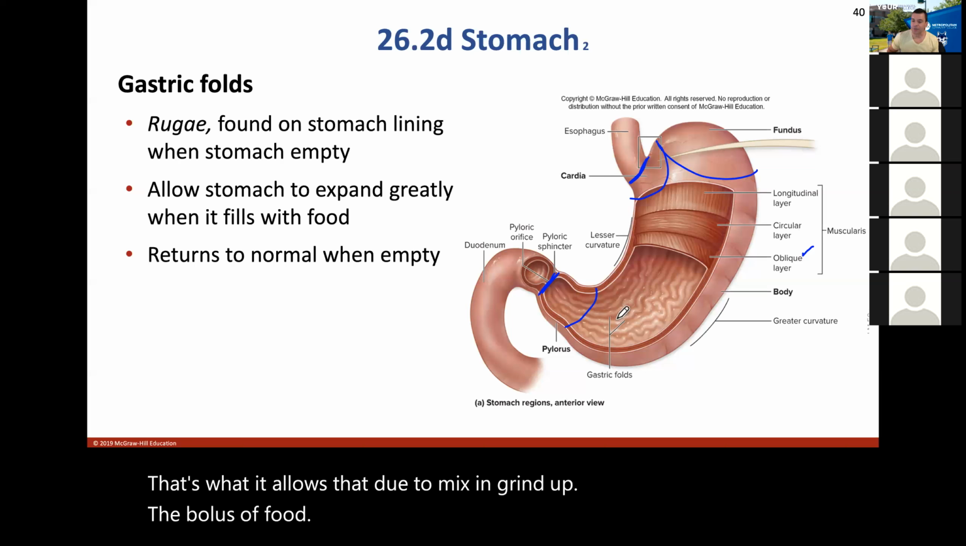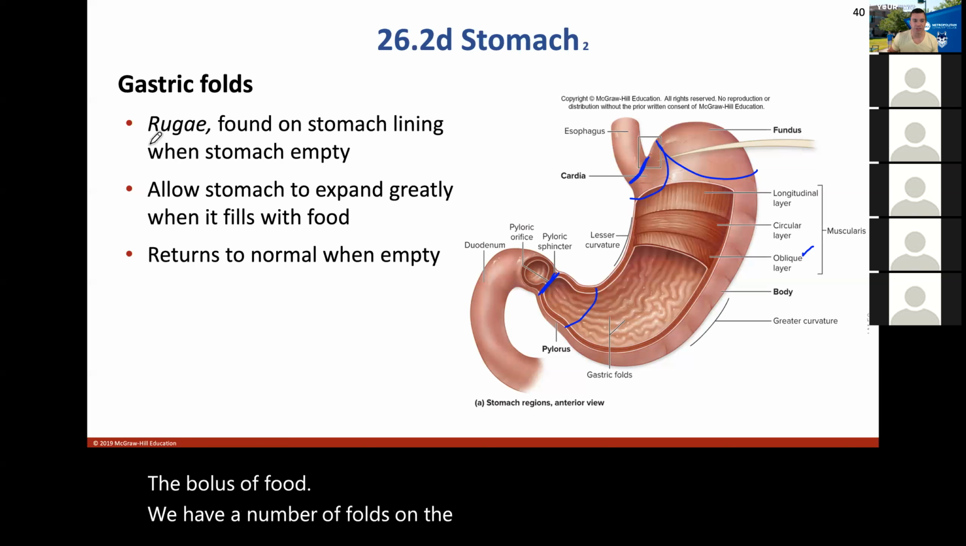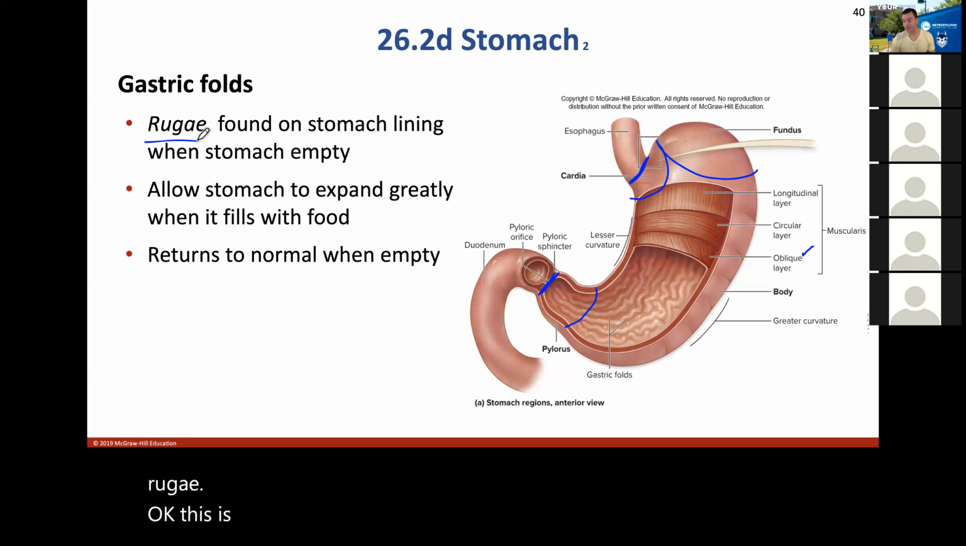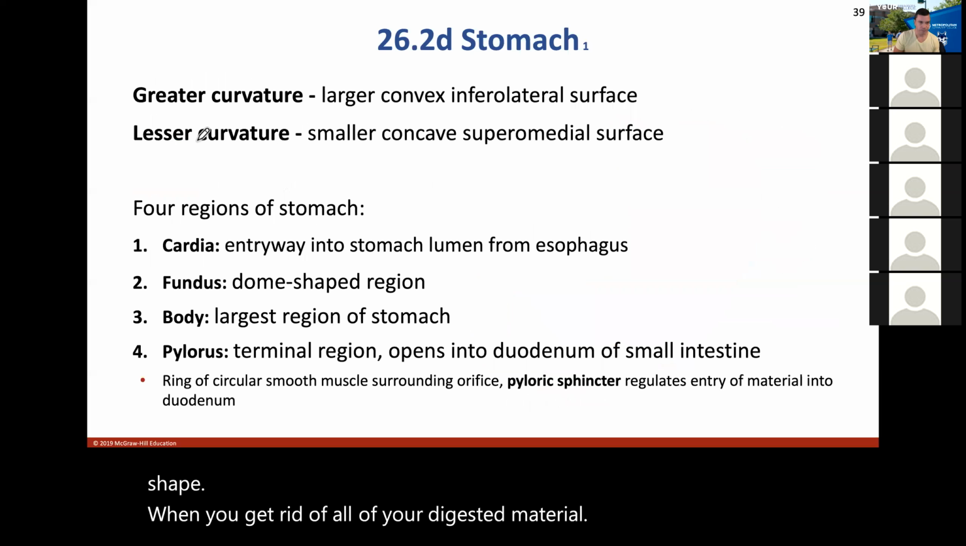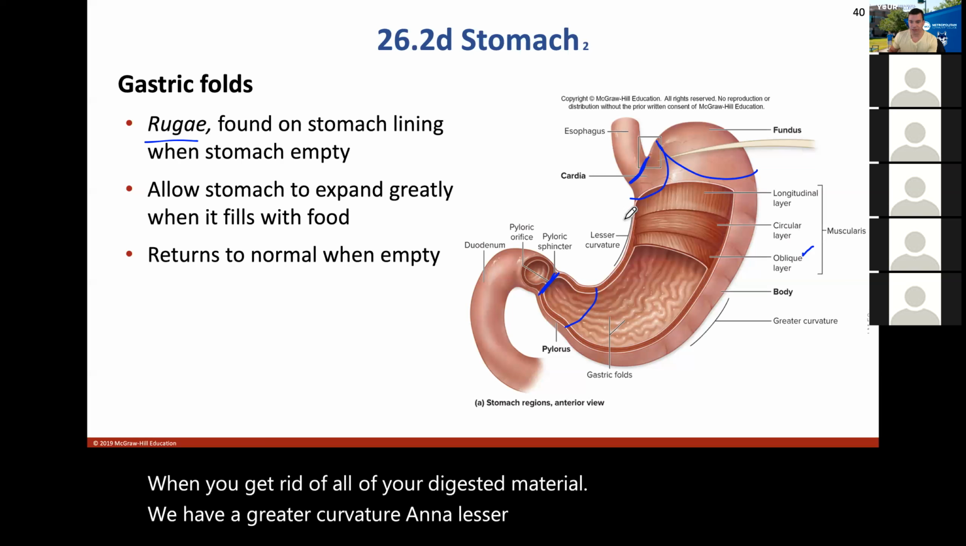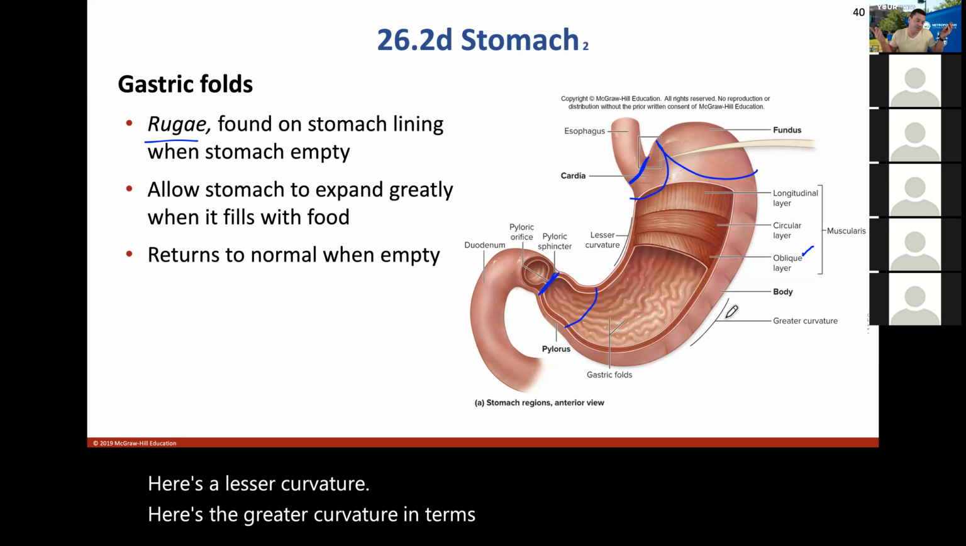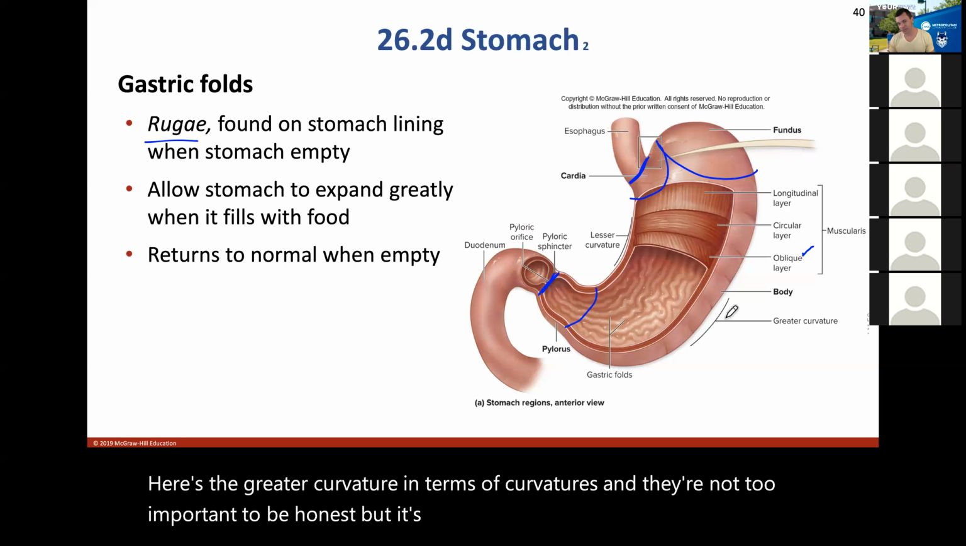We have a number of folds on the inside, these gastric folds. These are rugae. This is what allows the stomach to expand and return to normal shape when you get rid of all of your digested material. We have a greater curvature and a lesser curvature. Here's the lesser curvature. Here's the greater curvature. In terms of curvatures, they're not too important, to be honest, but it's what attaches to those things.